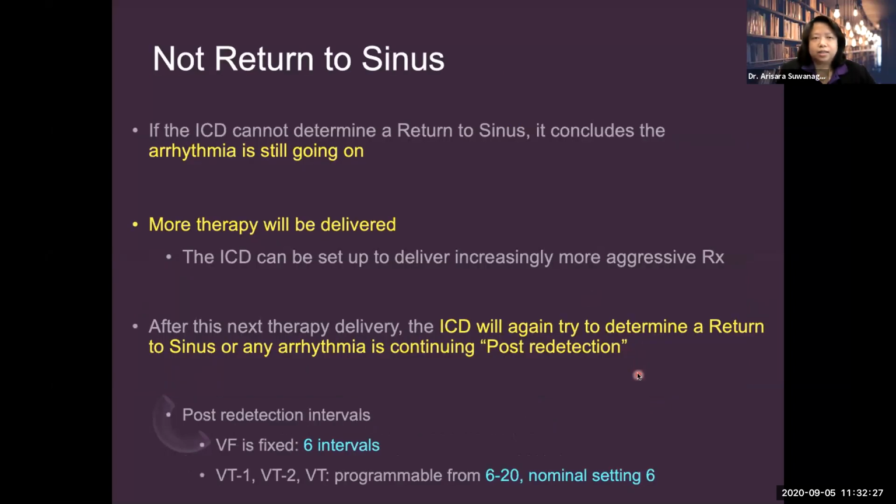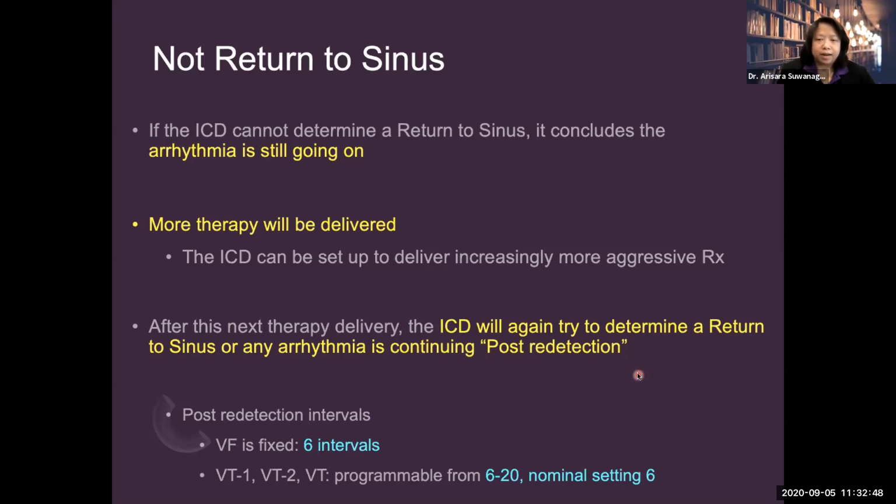And the redetection knows that this is sinus rhythm already. In case it doesn't return to sinus rhythm and the arrhythmia is still going, more therapy will be delivered, depending on which zone it goes in. So the ICD will again try to determine the rate coming in, whether the rate meets the VT1, VT2, or VF zone, and it will give the therapy.